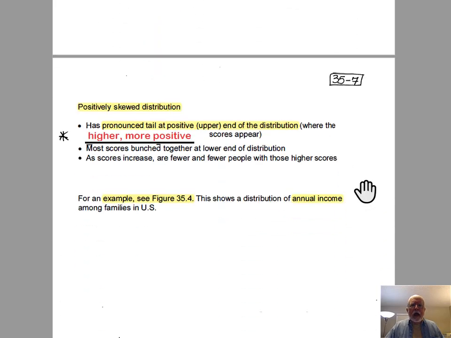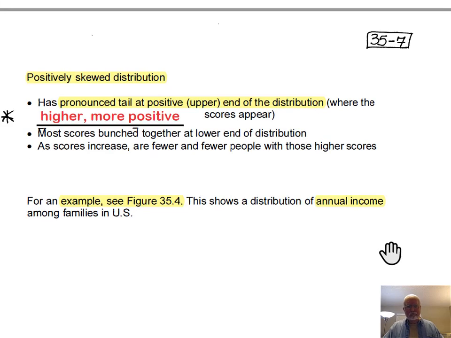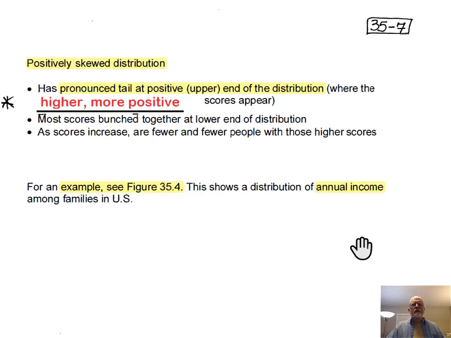Page 35-7, positively skewed distribution. A positively skewed distribution is one that has a pronounced tail at the positive or upper end of the distribution where the higher, more positive scores would appear. If it's a positively skewed distribution, most scores are bunched together at the lower end of the distribution. As scores increase, there's fewer and fewer people with those higher scores.